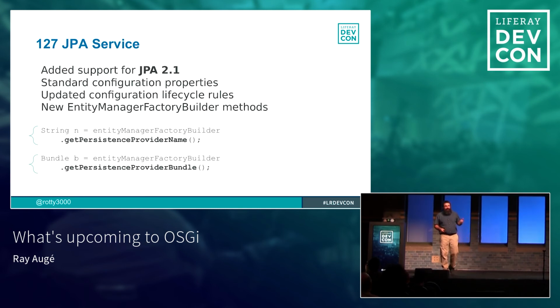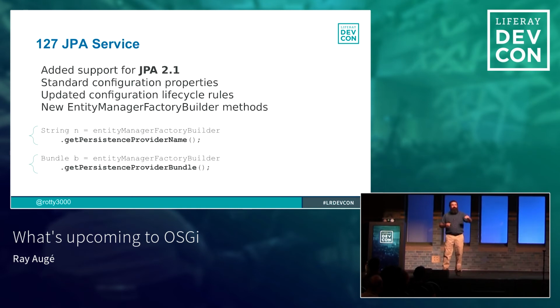Next, JPA Service is being updated. It's being updated to support JPA 1.2. JPA 1.2, if you're familiar with it at all, standardized a bunch of configuration properties for defining your entity managers and/or your data sources. So those are standardized things, like your password and your username and the pool sizes and timeouts and things like that. Many of those were standardized, so those were included in the specification to make sure that they were supported.